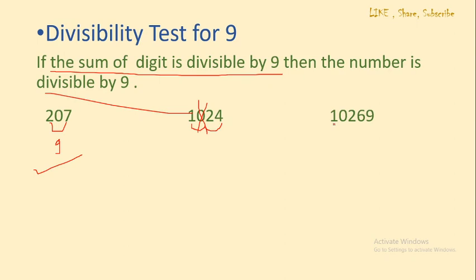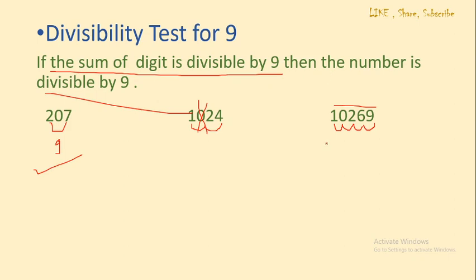Next, 1 plus 0 is 1, and 1 plus 2 is 3. 3 plus 6 is 9, and 9 plus 9 is 18. And if you want to go further, you know that 18 is divisible by 9. The addition of all these digits is divisible by 9, so the whole number is divisible by 9.